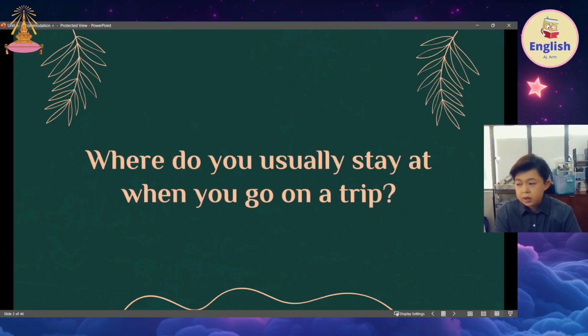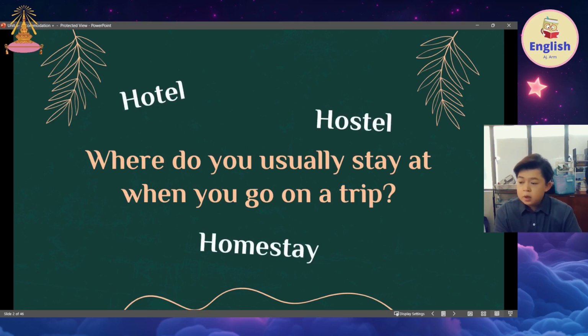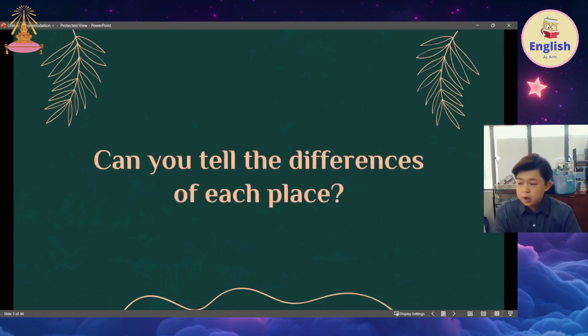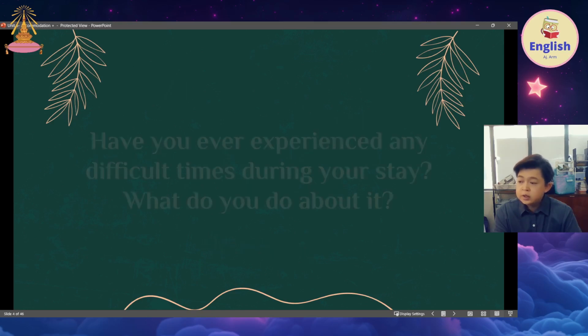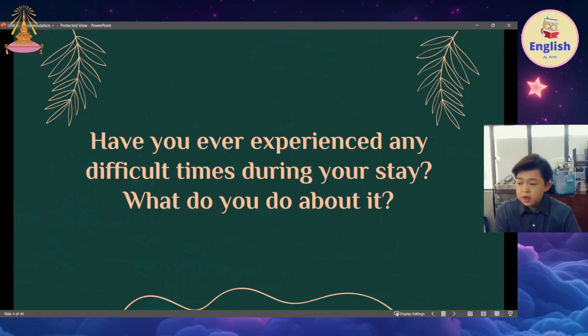The topic is accommodation, a basic topic that you can guess and understand easily. Where do you usually stay when you go on a trip? Like the type of accommodation and the difference of each place. And have you ever experienced any difficult time during your stay? What do you do about it? You may have to write a letter of complaint later.